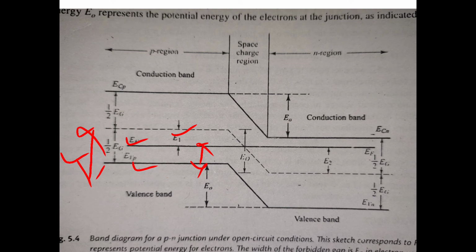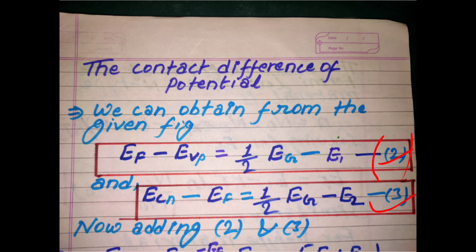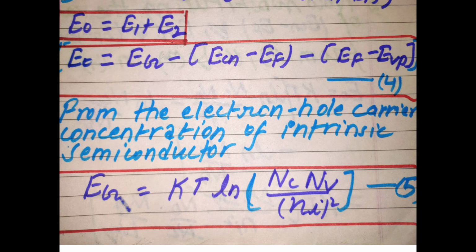Here ECN minus EF is equal to 1 by 2 EG, this portion, minus E2. This is our equation number 3. Now we are going to add equation number 2 and equation number 3. Then we get equation number 4, that is, E naught is equal to EG minus the bracket ECN minus EF, minus the bracket EF minus EVP. This is our equation number 4.